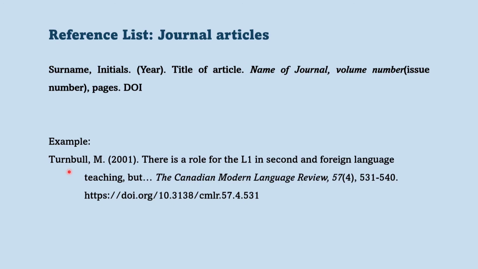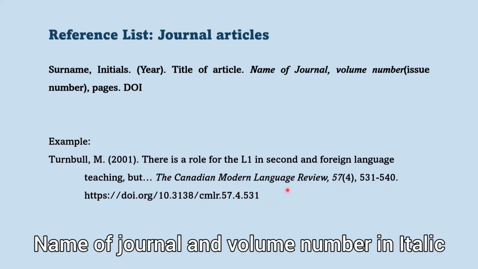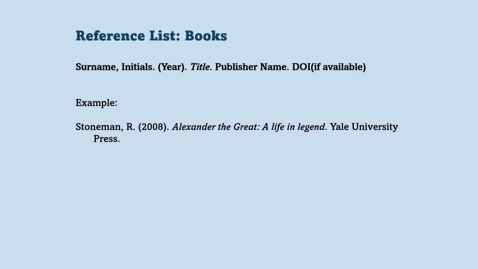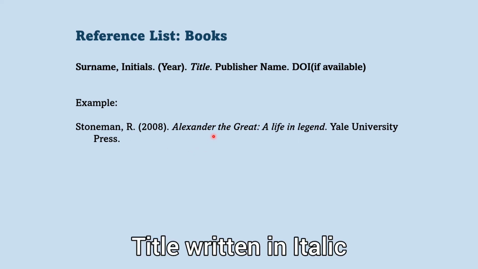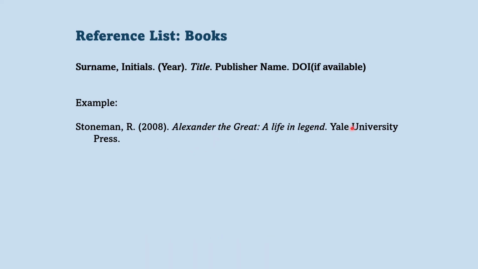For reference of journal articles, we should write it in the sequence of surname, initials, year, title of article, name of journal, volume number, issue number, pages, and DOI. Please take note that the name of journal and volume number need to be written in italics. For books, we should write the reference in the order of surname, initial, year, title written in italics, publisher name, and we should also include the DOI if available.